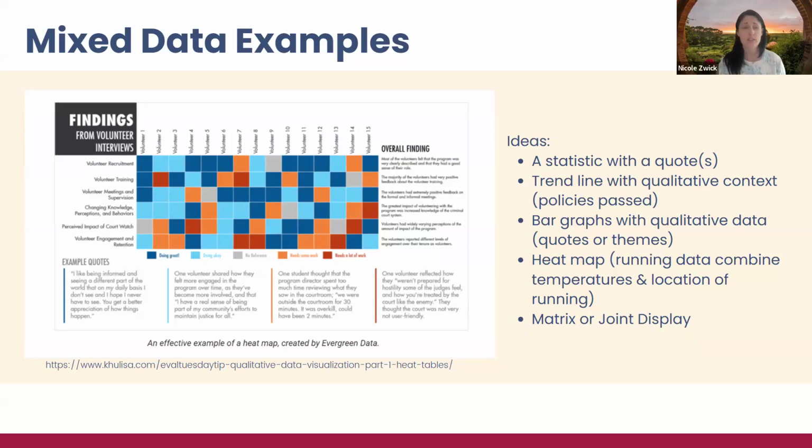However, on the list, you can see that you don't have to get this complex. You could go to a simple one where it shows a statistic with a quote. You could do a trend line like we were doing on the last one with qualitative context. Sometimes you could do trend lines of tobacco sales with what policies are being passed. You can do bar graphs with qualitative data. You can use them with quotes, or you can even organize the bar graphs based on thematic analysis that you did on the qualitative. And then again, the heat map. A joint display can also show one part with the qualitative and the other part with the quantitative in a table format.